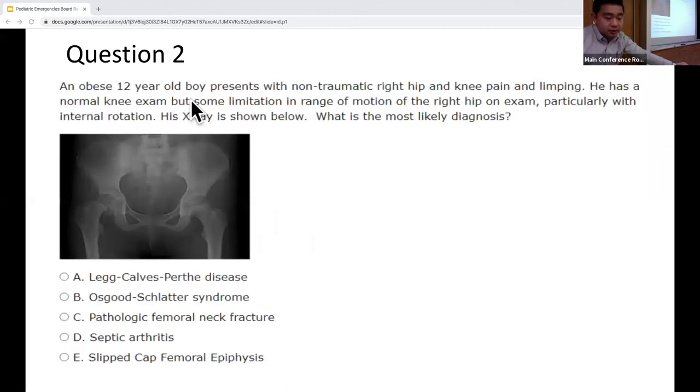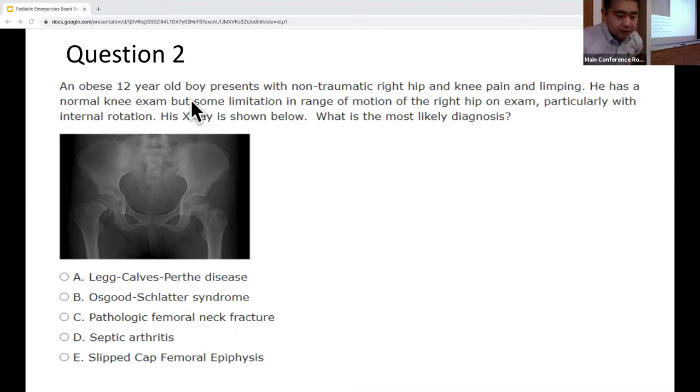All right, so we'll go on to question two, kind of similar. So another obese 12-year-old, he has hip pain on the right side, as well as knee pain and limping. He has a normal knee exam as well, but also limited range of motion on the right side. This is his x-ray, and what's the most likely diagnosis? You can take a second to look.